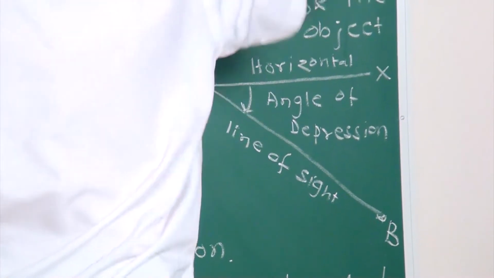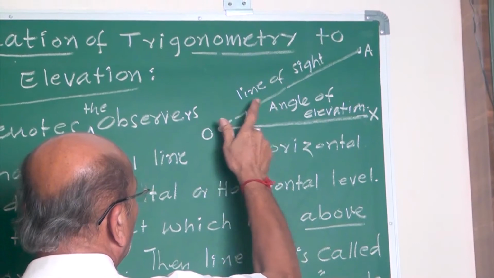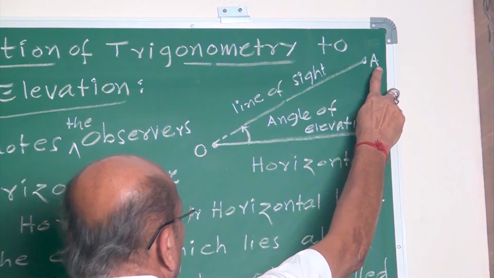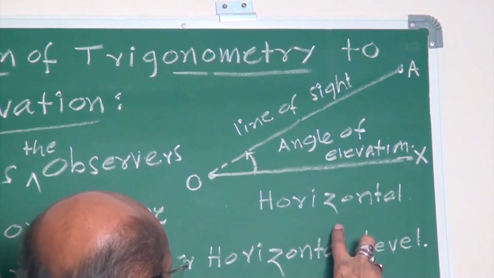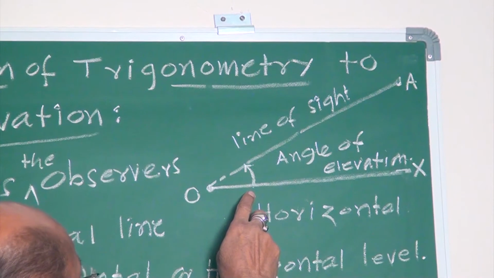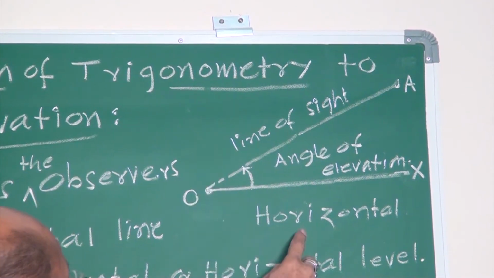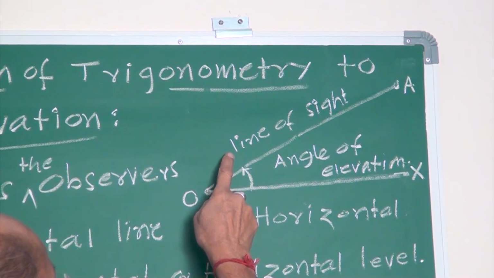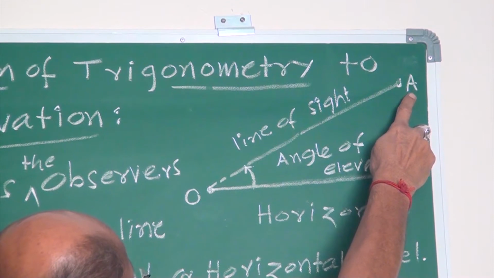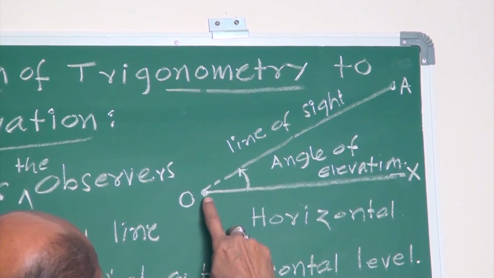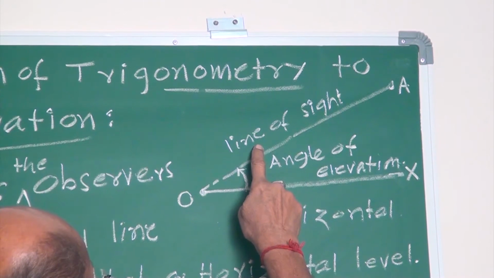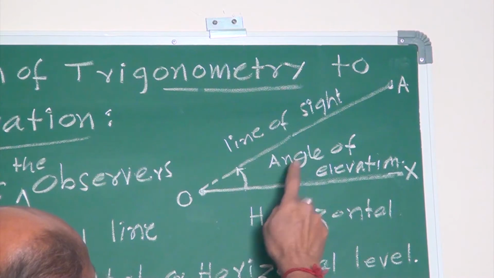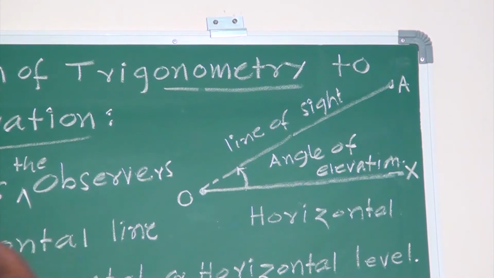If the object lies above the horizontal, then the angle made by the line of sight with horizontal. What is this angle? Line of sight is a line looking at the object by the observer. This is the angle made by the line of sight with horizontal. In that case, it is said to be the angle of elevation if the object lies above the horizontal.